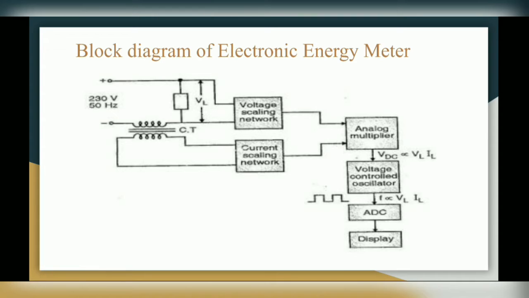So this voltage is converted into frequency. So F is directly proportional to VL IL. Next, this value is converted into digital by the analog to digital converter, that is ADC. And next, there is a display which displays this value.